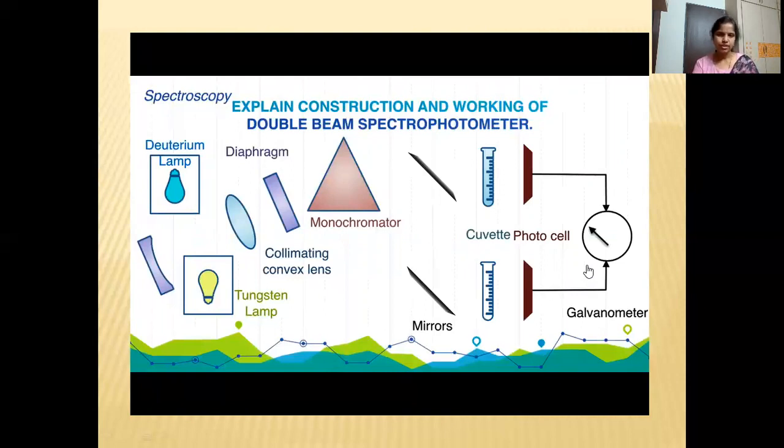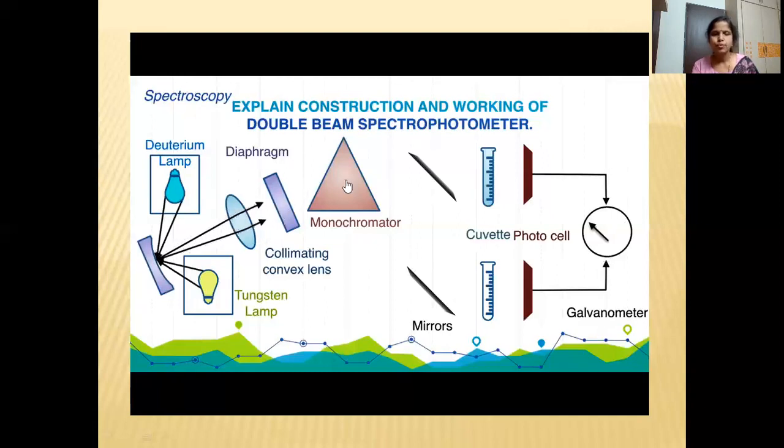Now, the light radiations coming from the deuterium and the tungsten lamp, from the light sources, are passed on to the collimating convex lens, then to the diaphragm and the monochromator. From the monochromator, as it falls on the mirror, the beam splits into two beams. One beam passes into the reference cell. The other beam strikes the mirror, where it is made to pass onto the sample cell.